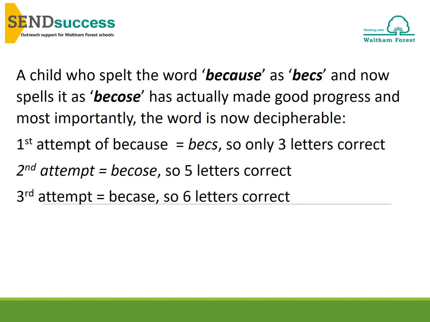So for example, if a child spelt the word "because" as B-E-C-S, but now spells the word as B-E-C-O-S-E, they've actually made quite good progress because now the word is much closer to the actual spelling. So when you correct that word, you tick individual letters. You don't tick the whole word as wrong or right. So a child can get a sense of achievement from making progress, and they can also see that they are moving in the right direction and they've got more letters correct.